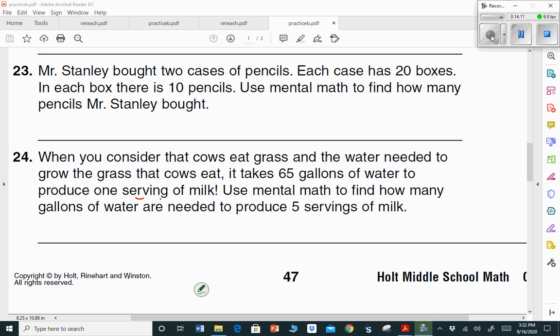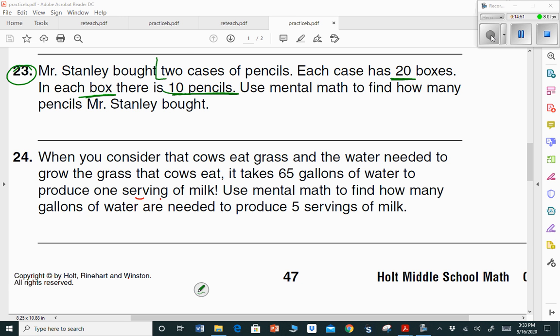Number 23. Mr. Stanley bought 2 cases of pencils. Each case has 20 boxes, and in each box there are 10 pencils. Use mental math to find how many pencils Mr. Stanley bought. Now, I think you're probably going to have to read that question more than one time. So I think you can imagine that there are 10 pencils in one box. So a box of pencils with 10 pencils in it. And then you take 20 of those boxes and put them in a giant case. Okay, so that makes a case.